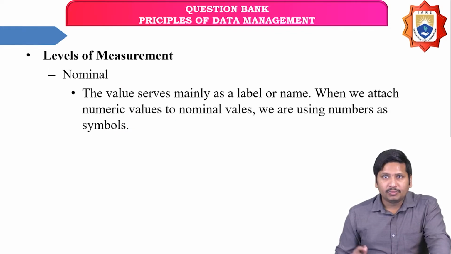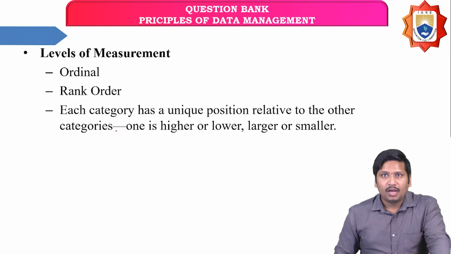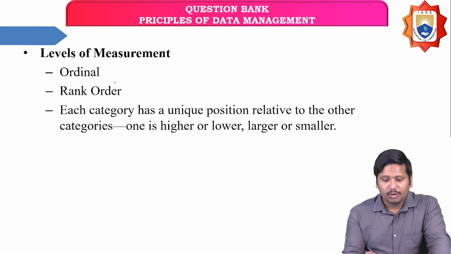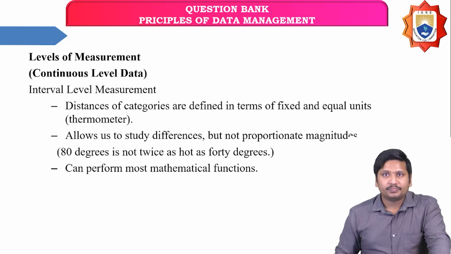Different levels of measurement are available, like nominal. Here the value serves mainly as a label or name. When we attach numeric values to nominal values, we use the numbers as symbols. The next level of measurement is ordinal. Here we can see rank order, and each category has a unique position relative to the other categories, that may be higher, lower, larger, smaller, like this.